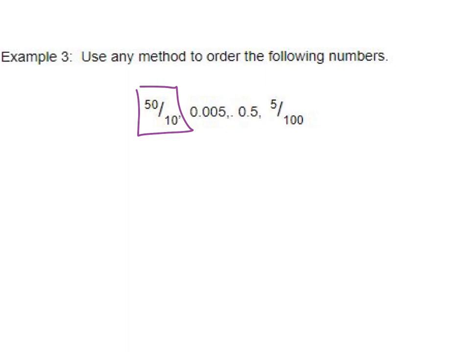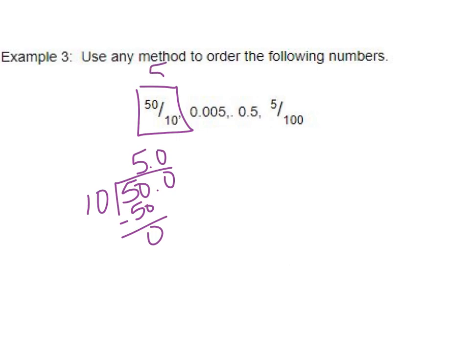So I'm going to go ahead and just rewrite. So we have 50 tenths. So I know that I need to divide 50 by 10, top in, bottom out. And then if you notice, that's going to be a whole number. So even if I add the decimals, I don't need that. It's still a whole number. So I know this is going to be 5.